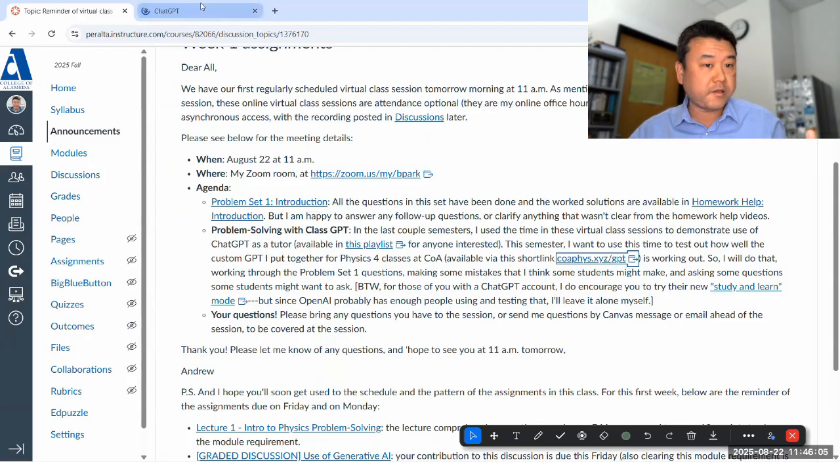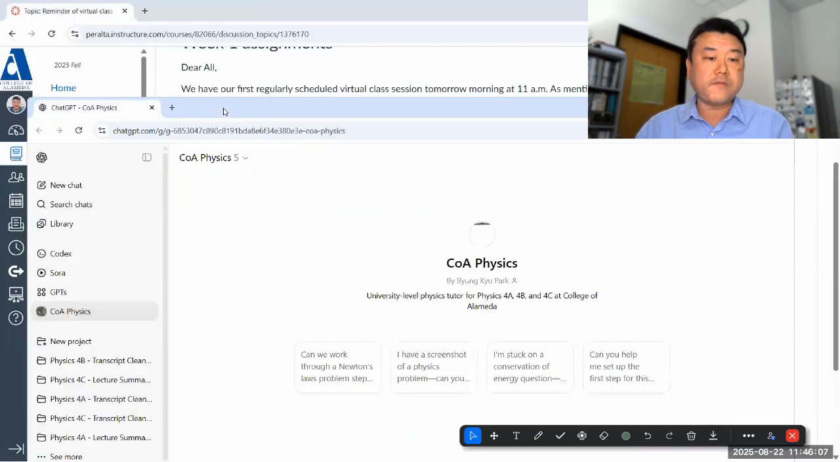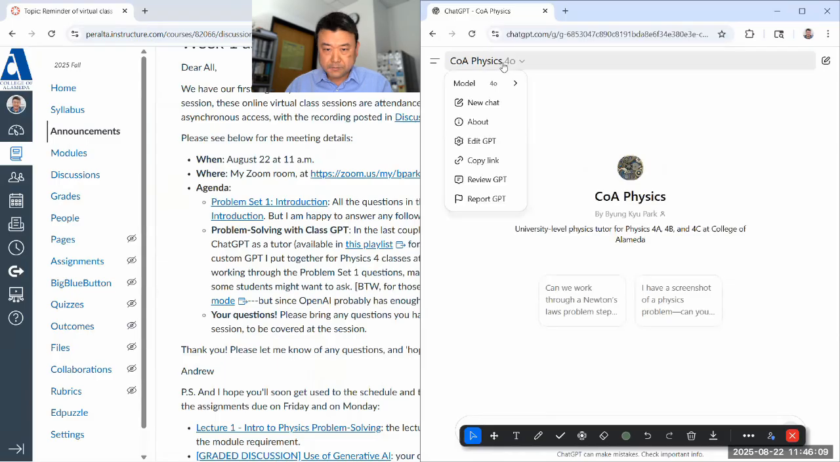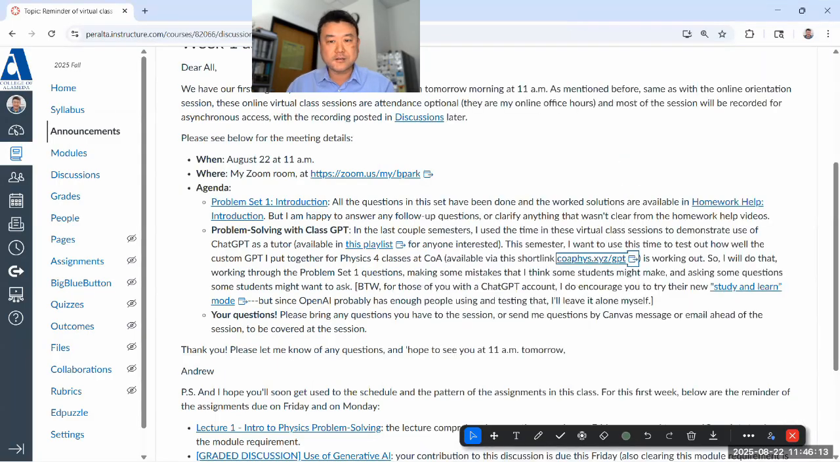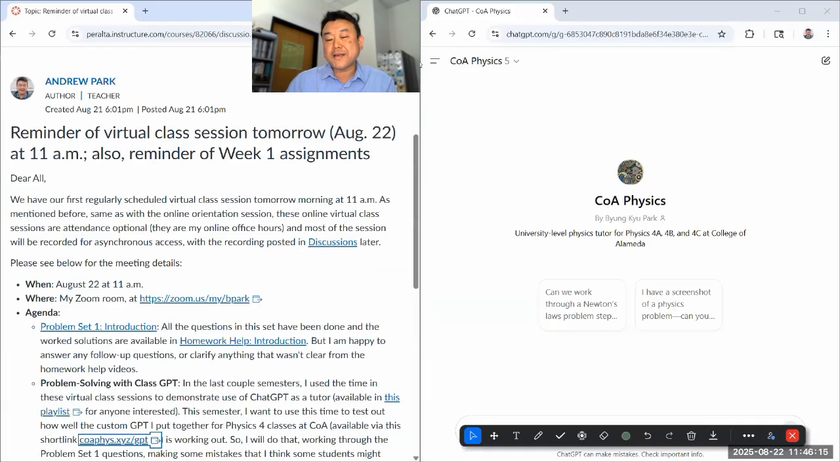some of you have already done this with the generative AI assignment. And by the way, it did always switch. So let me just switch to that so that it uses the latest and best.